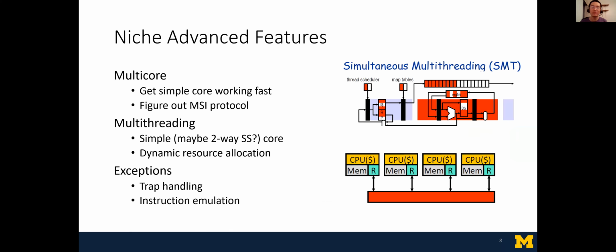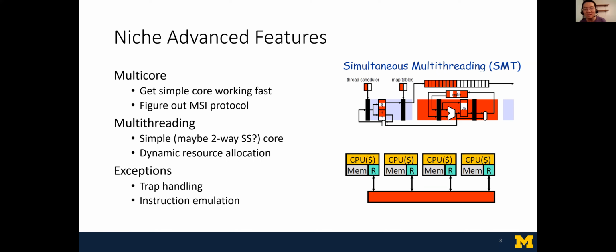And after the common features, we have some niche features. We have multi-core and simultaneous multi-threading for multi-threaded workloads. For multi-core, students usually have to come up with a simple one-way out-of-order core quickly, and then figure out cache coherence as well as load store and store conditional. This may take several weeks depending on the student's background.